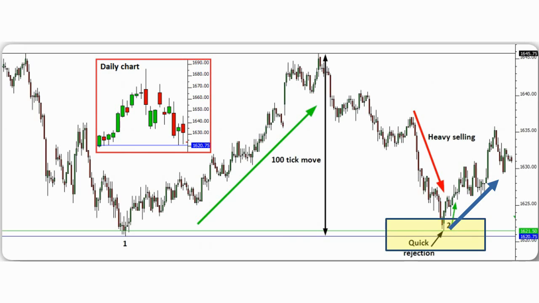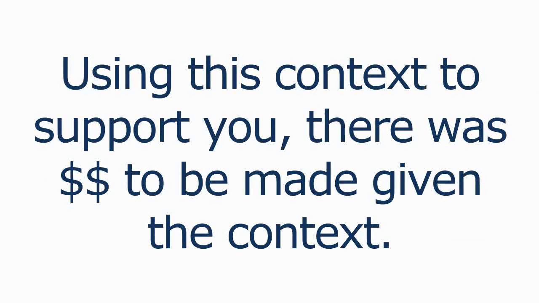It then tested lower a couple times without getting close to making new lows, and it held. And at this point, the chances of a move higher into the close were elevated. Now, in the end, the ES pushed 57 ticks from its low to its last high before the RTH close. Now, using this context to support you, there was money to be made given the context. Now, realistically, though, there will be times when it's profitable to take trades at specific levels.